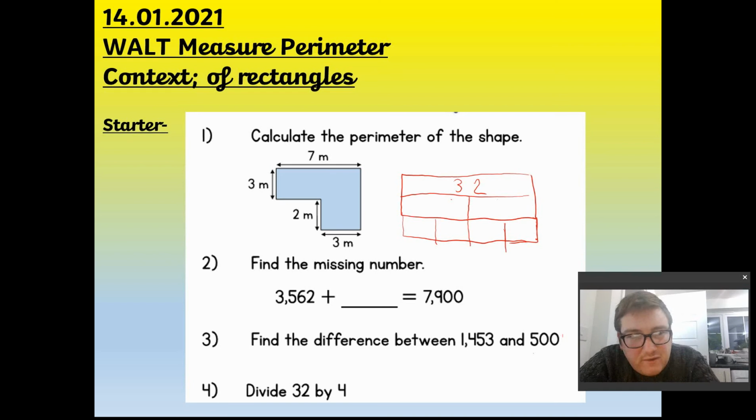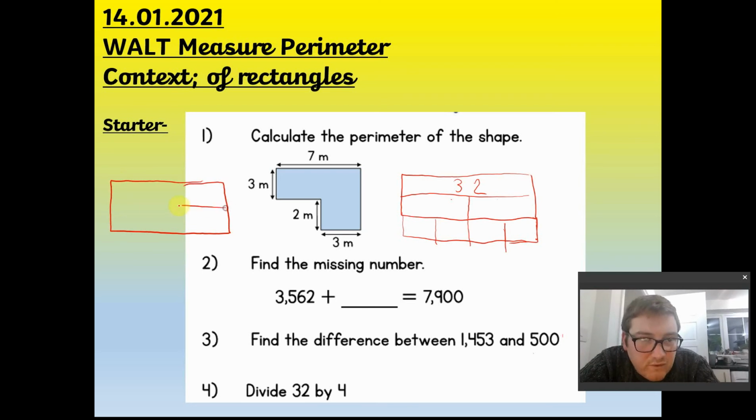Now, if you don't believe me that it works, let's take a number that we know divides by 4. Let's take the number 24. So 24 divided by 2, well, we know that's 12. So 24 divided by 2 equals 12.